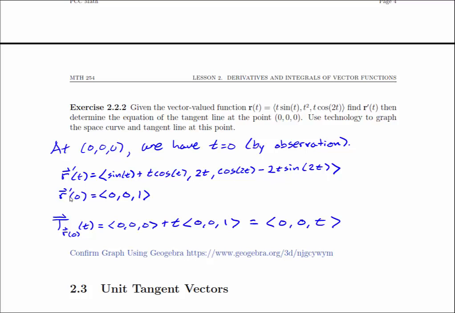So I can then take the derivative at 0. So plug 0 in for t, and we should get 0, 0, 1. So my tangent line is 0, 0, 0 plus t times 0, 0, 1, or simplified as 0, 0, t.